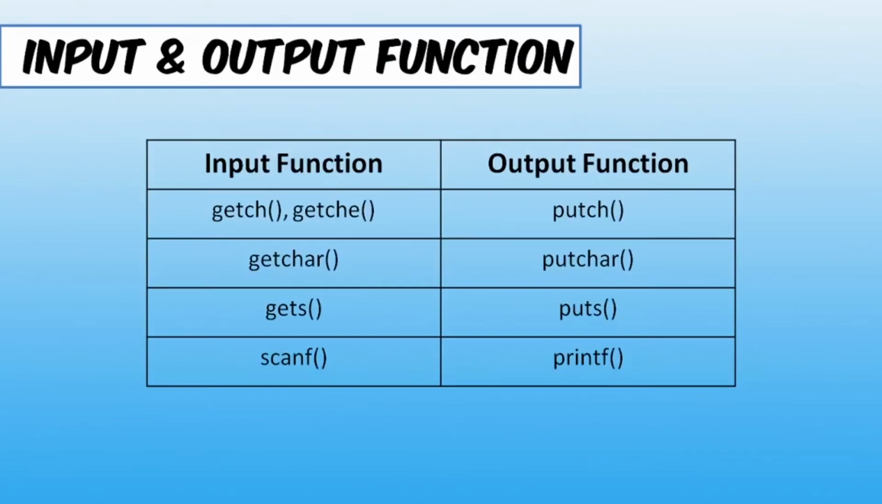So here are the input and output functions used in C programming language. We have getch, getche, getchar, gets and scanf as our input functions. Similarly, we have putch, putchar, puts and printf as our output functions.